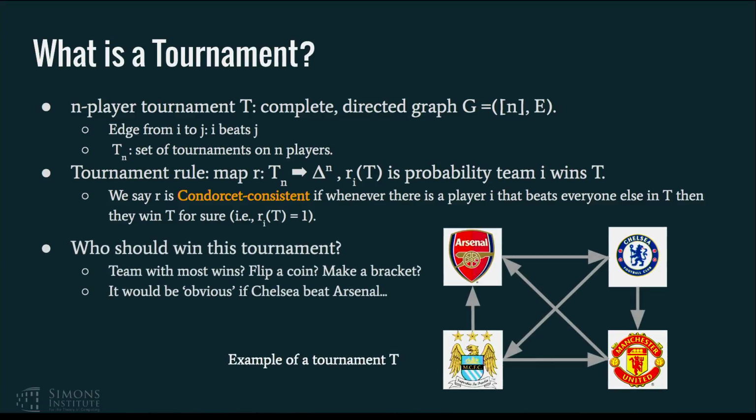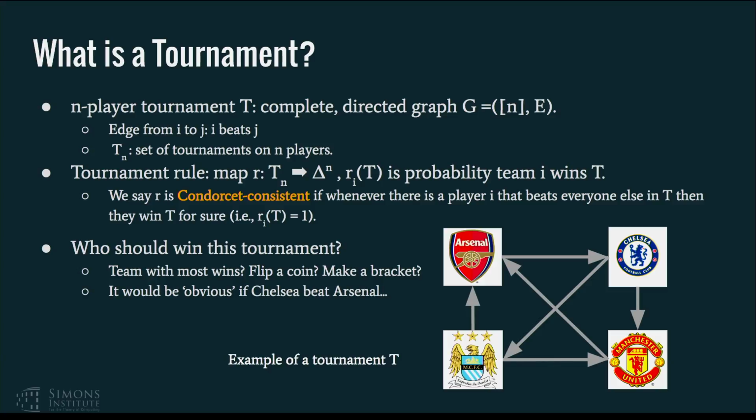So here's a small example. Arsenal beats Chelsea, and they also lose to both Manchester teams. Chelsea beats both Manchester teams, but loses to Arsenal. And then, of course, City beats United. So here's a tournament. How can we choose who wins this? Many rules can be thought of. You can say, okay, what about the team with the most wins? There's more than one. Can we flip a coin? Can we make a bracket? But then choosing the right bracket will definitely favor some teams over others.